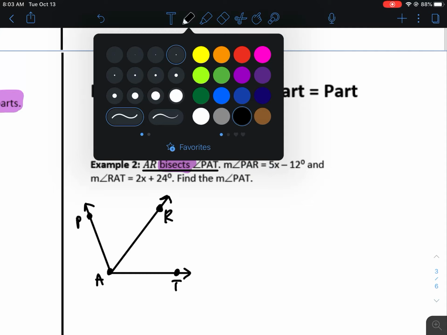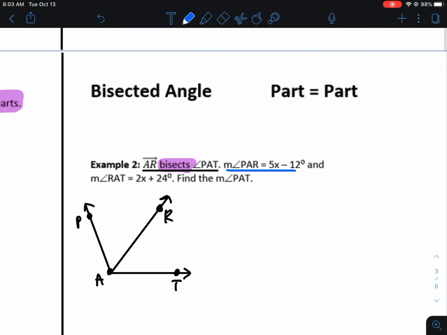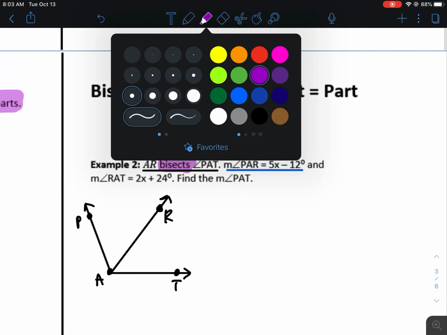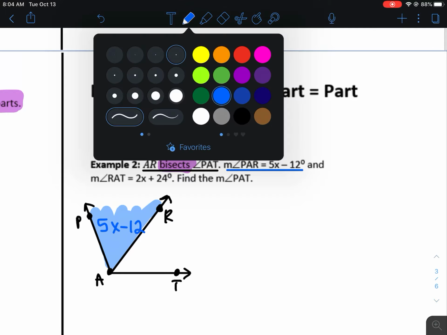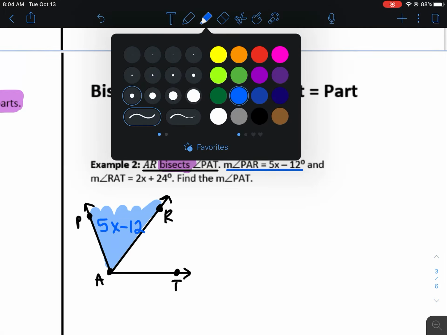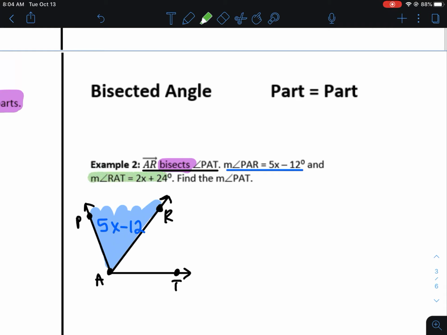Then we see that the measure of angle PAR is 5x plus 12. So that is PAR, so that's this area in here. That's the angle. And that's 5x minus 12. Then we have angle RAT, so that's RAT, so that's this area over here. And that is going to be 2x plus 24.